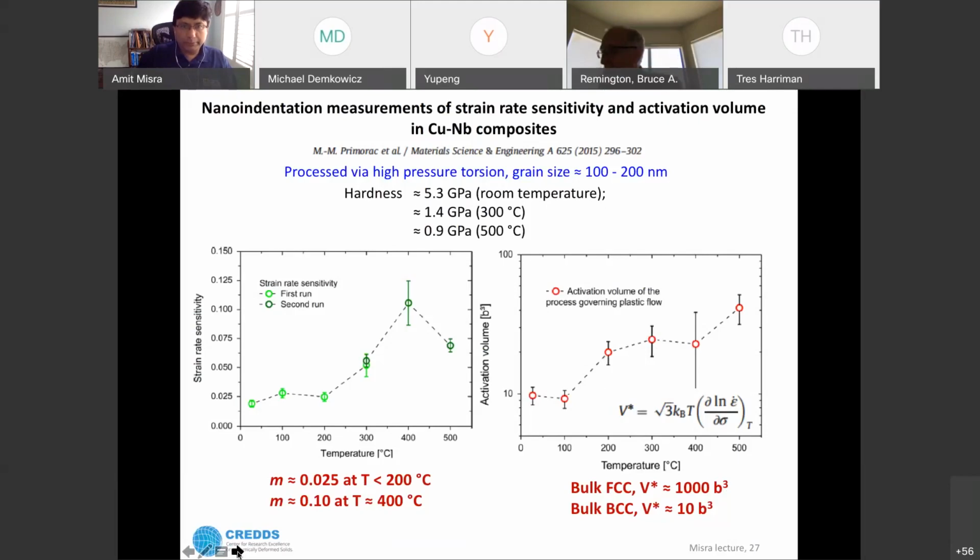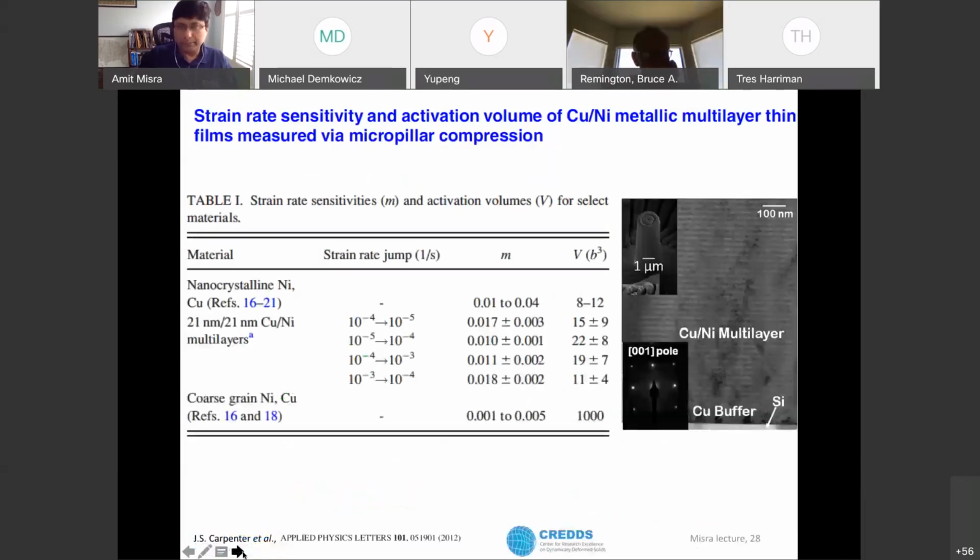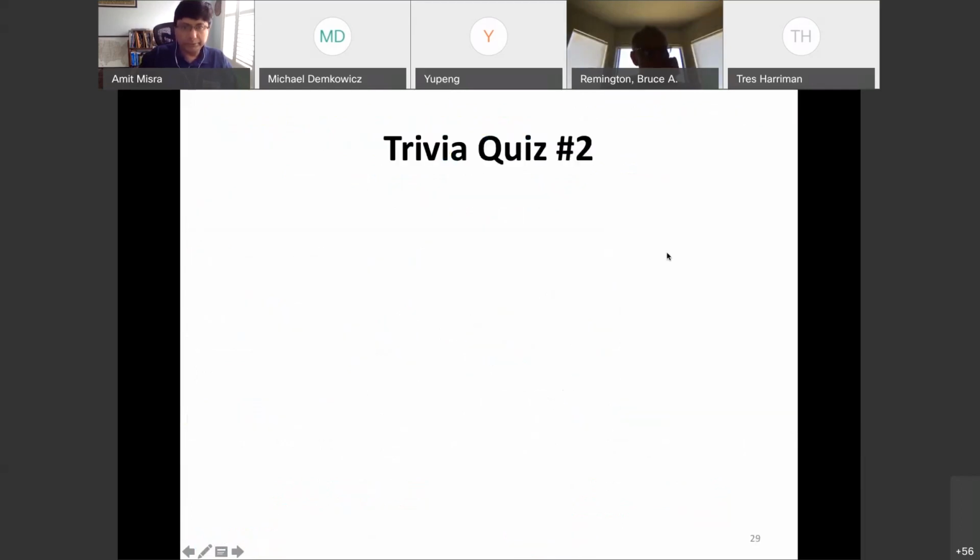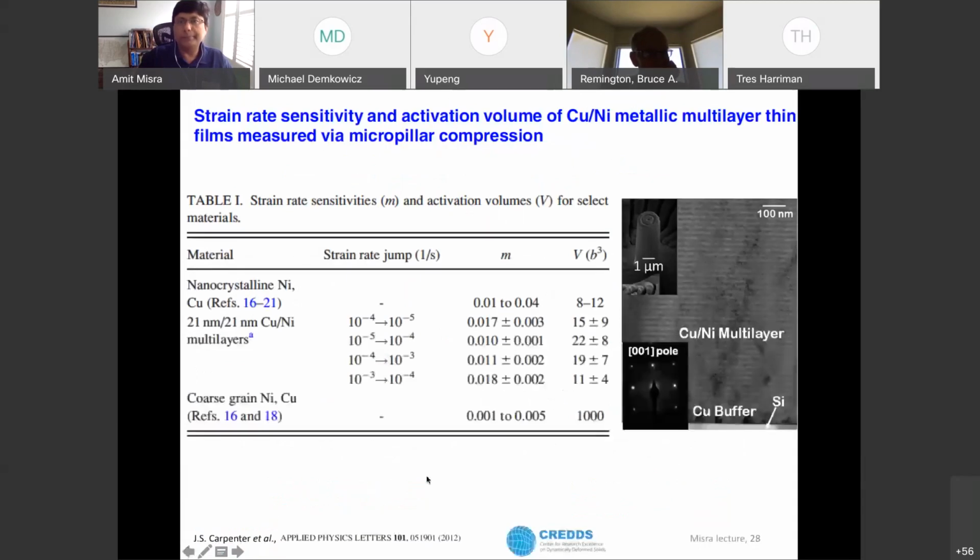Another example, so this is from indentation tests where you're measuring hardness. You can also do compression test, which has become very common nowadays in nano indentation. Micropillar compression test, sorry, let's go back. This is work from John Carpenter, who is now at Los Alamos. This was his PhD thesis at Ohio State. And these are materials, copper, nickel, that were made at Los Alamos. They are epitaxial. So in this case, you have FCC coherent or semi-coherent systems.